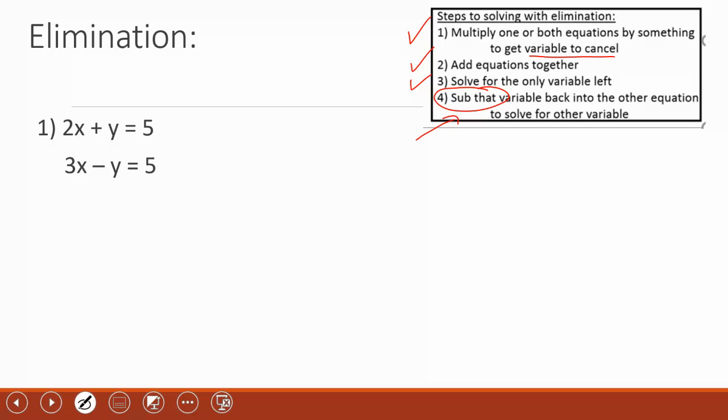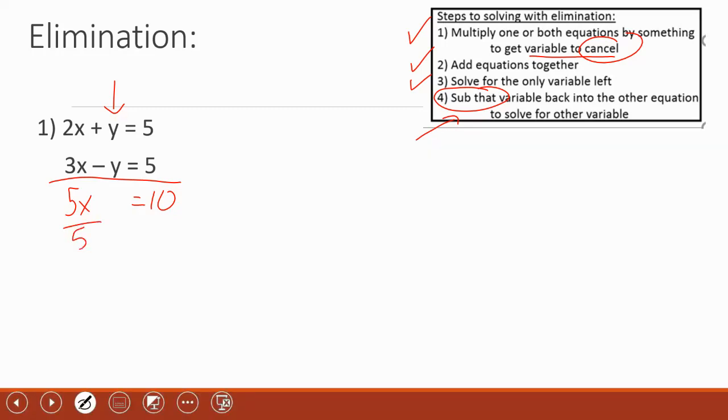Okay, so I'm looking at these two equations, and I want to look to see if I can add them together and make one of the variables go away, make it cancel. So I see right here I have a positive and a negative y. So I can add these together. 2 plus 3 is 5, negative y and positive y is 0. 5 plus 5 is 10. So I got rid of y, I eliminated y.